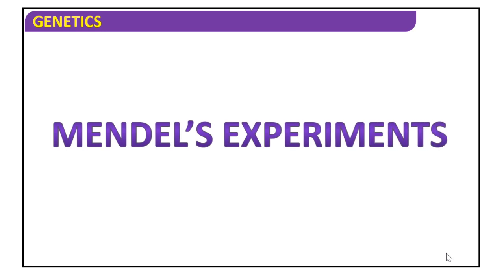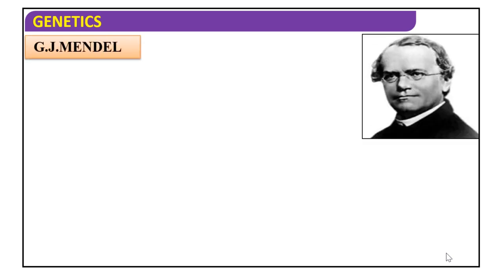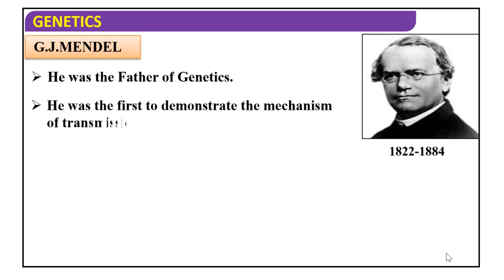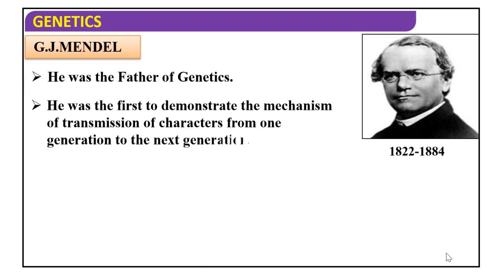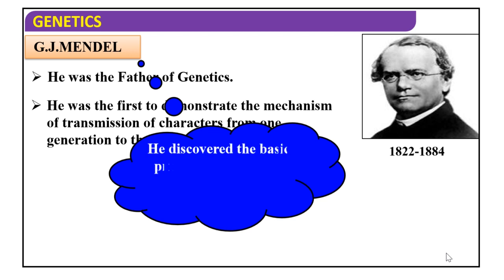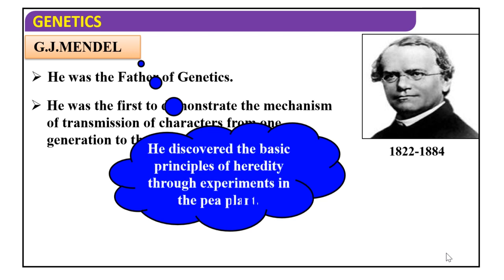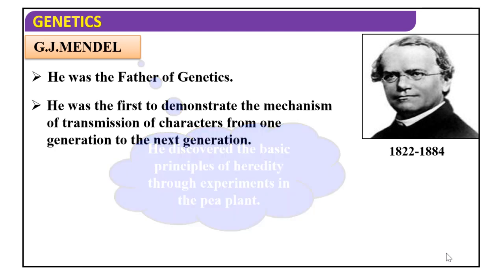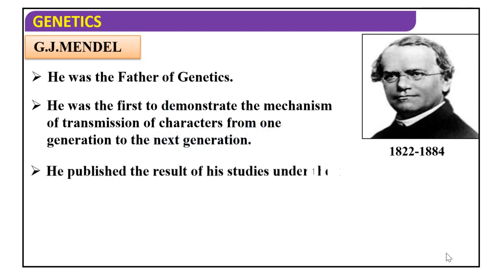Now we are moving to the basic concept of genetics by observing Mendel's experiments, Gregor Johann Mendel. Gregor Johann Mendel was the father of genetics. He was the first to demonstrate the mechanism of transmission of characters from one generation to the next generation. He discovered the basic principles of heredity through experiments on the pea plant. He published the results of his studies under the title Experiments on Plant Hybrids.